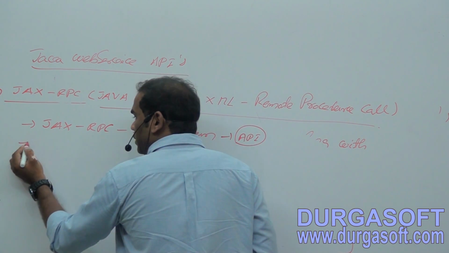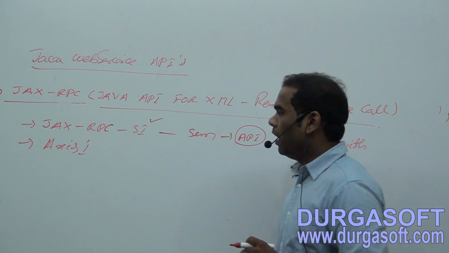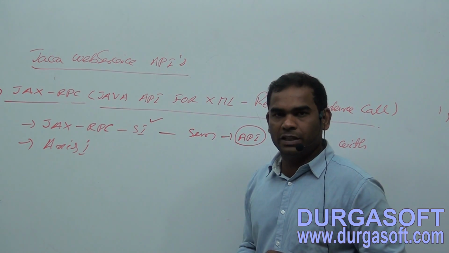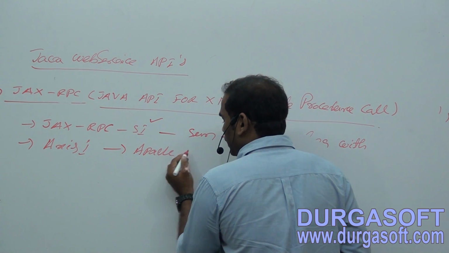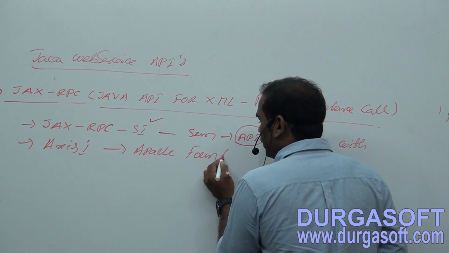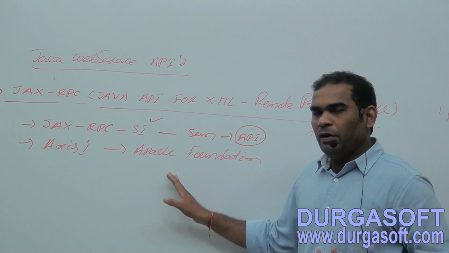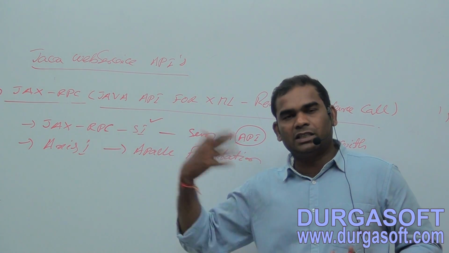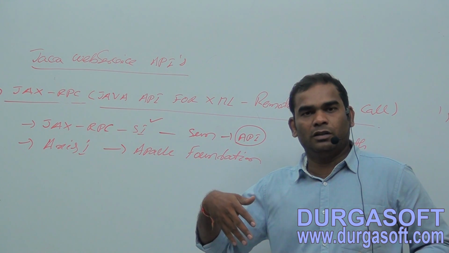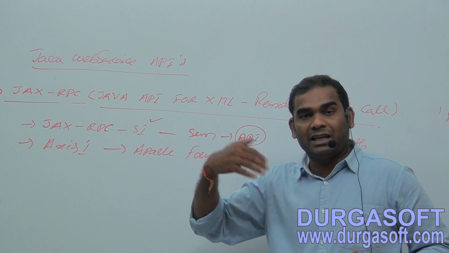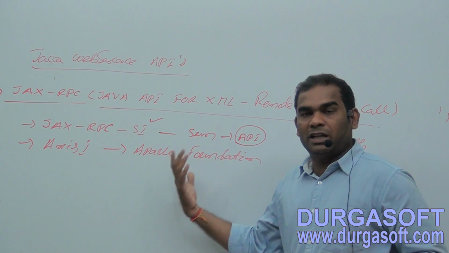The next one is Axis 1. Axis 1 is also a JAX-RPC implementation. This is given by the Apache Foundation. We know that the Apache Foundation is a third-party vendor, so obviously they will give this API as separate jar files. Meaning, we need to download the Axis 1 software separately to create a web service or web service client using the JAX-RPC specification.